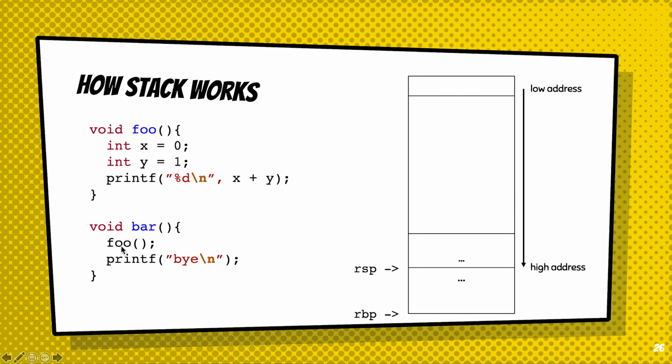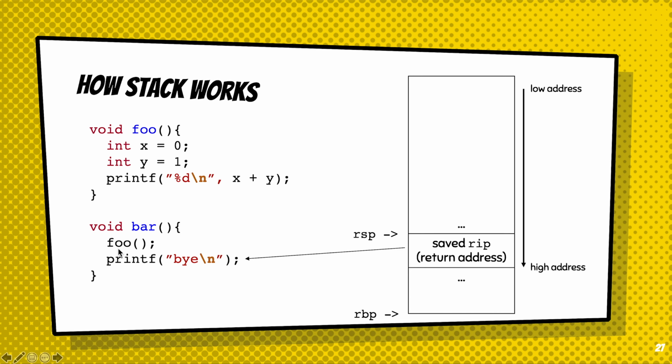Function bar calls function foo. In foo, there are two variables, integers x and y, and it outputs the sum of x and y. The way that one function calls another function works is that at the beginning, say we're in bar, and there are stack pointers, RBP and RSP, laying out in the stack and pointing to some locations in the stack.